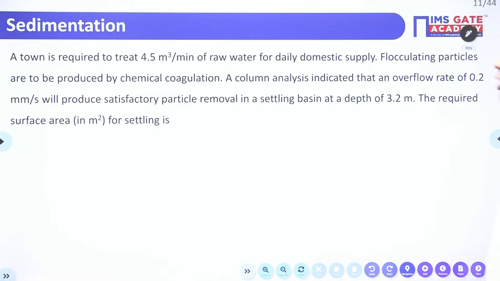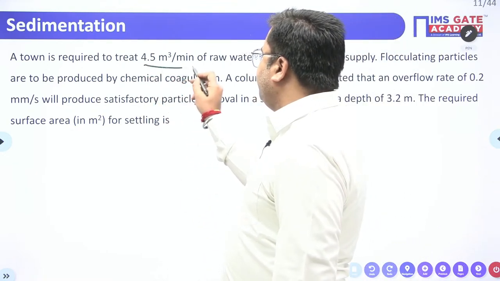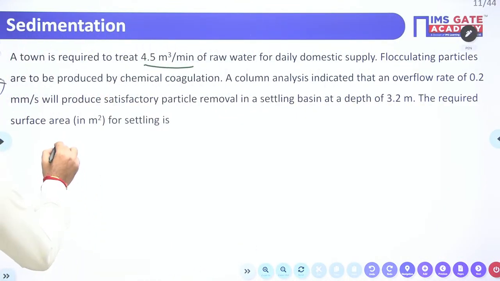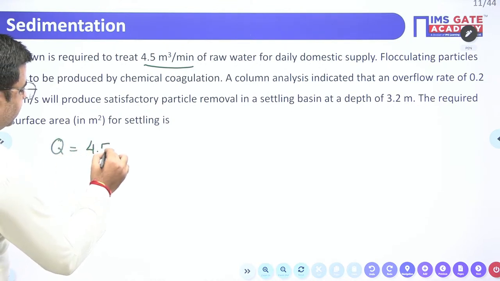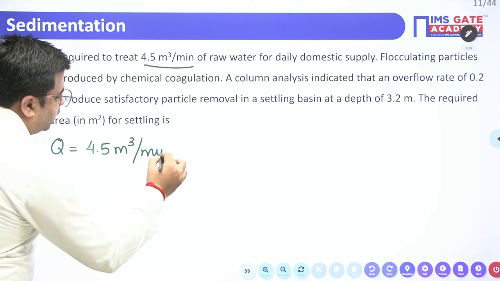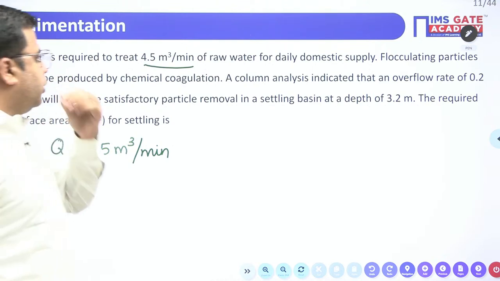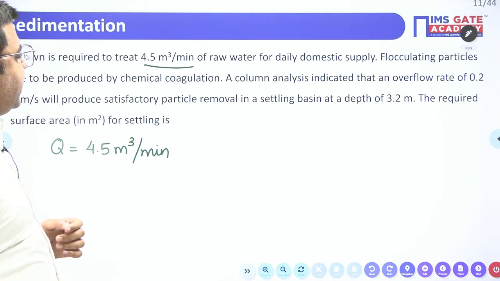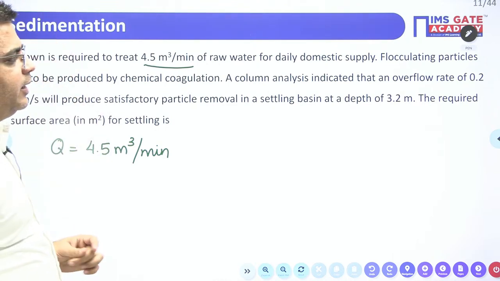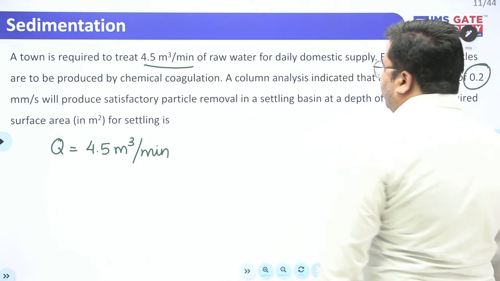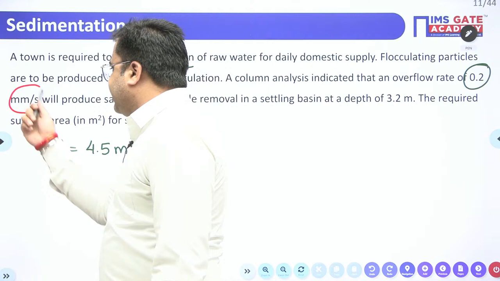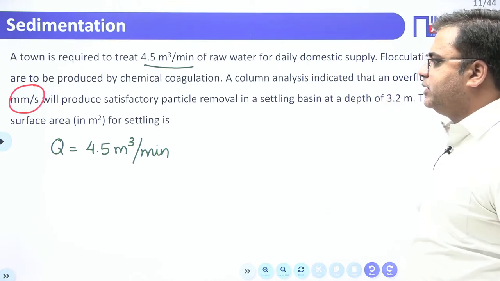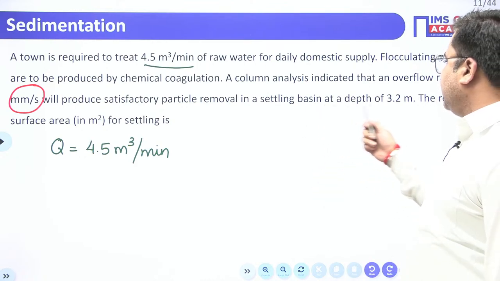Next question is: a town is required to treat 4.5 meter cube per minute of raw water for daily domestic supply. So we are given the design discharge. Q is given, 4.5 meter cube per minute. The flocculating particles are to be produced by chemical coagulation. The column analysis indicated that the overflow rate is 0.2 mm per second. Please take care of the units. The overflow rate of 0.2 mm per second will produce satisfactory particle settling in a basin at a depth of 3.2 meter.